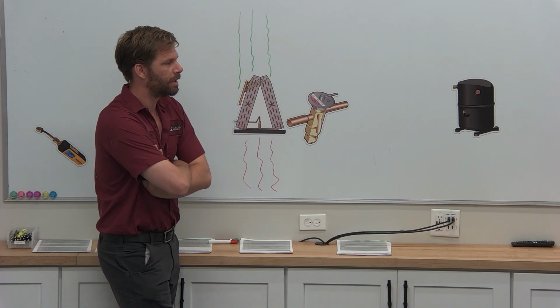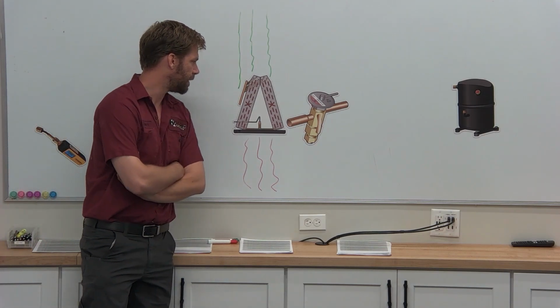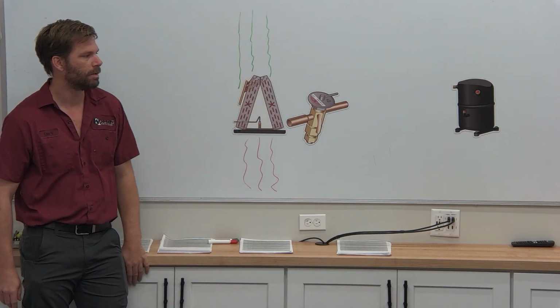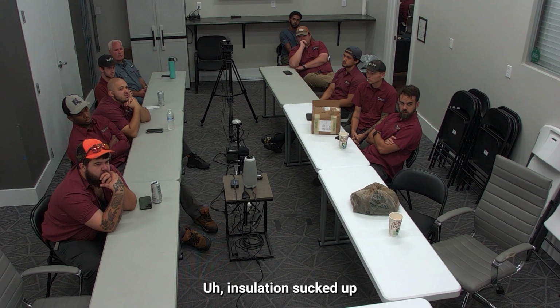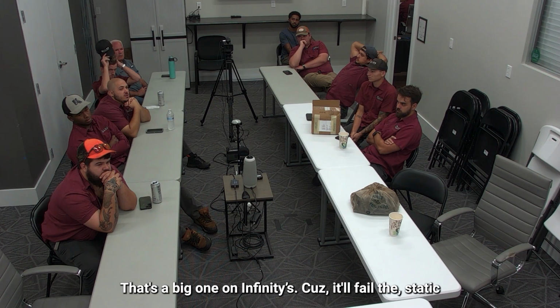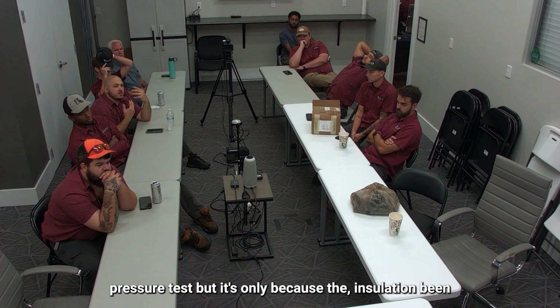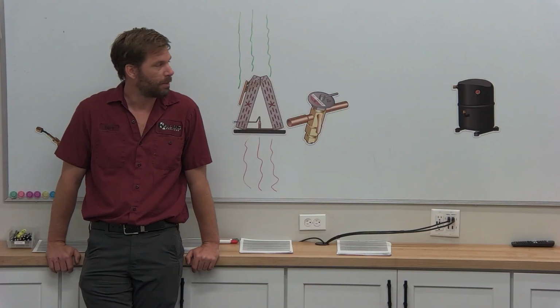So what's another thing that could cause less heat coming across the coil, instead of a restricted filter or clogged evaporator? Blower running on a low stage. Blower running really low, yeah. What else? Insulation sucked up. Insulation pulled in, blocking either the filter or the blower. That's a big one on Infinities, because it'll fail the static pressure test, but it's only because the insulation sucks up to it. That is a big one.